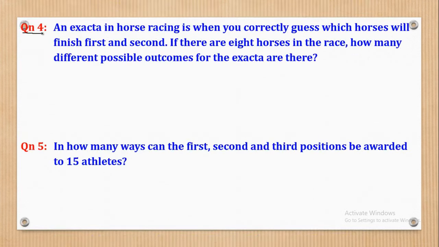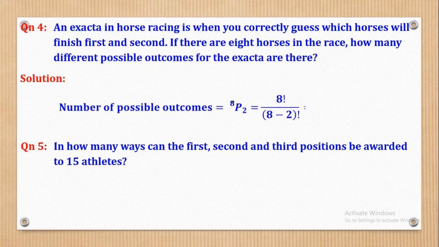And now we shall go to question 4. It says, an exacta in horse racing is when you correctly guess which horses will finish first and second. If there are 8 horses in the race, how many different possible outcomes for the exacta are there? Now, out of the 8, you need 2. Therefore, it will be 8 permutation 2, and the calculator will give 56 outcomes.